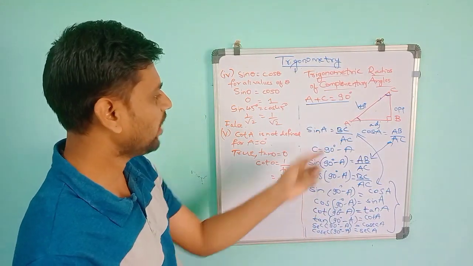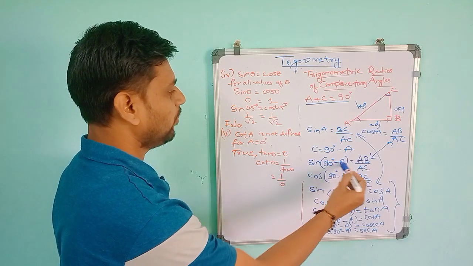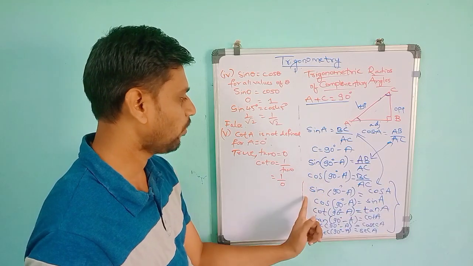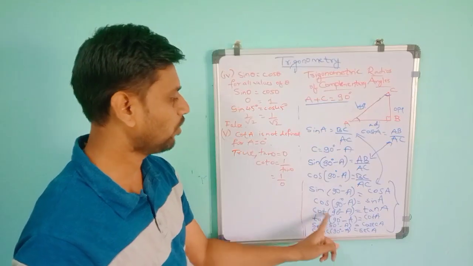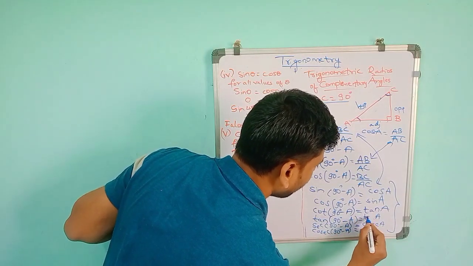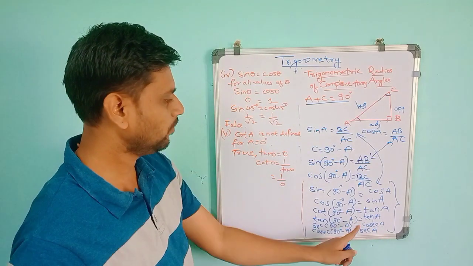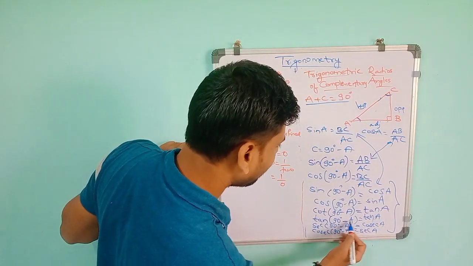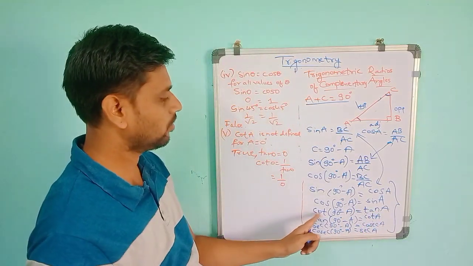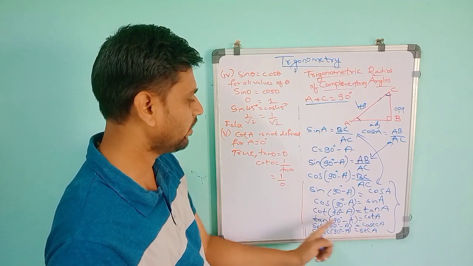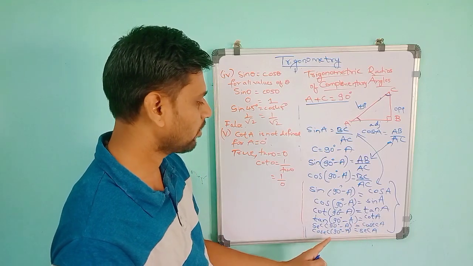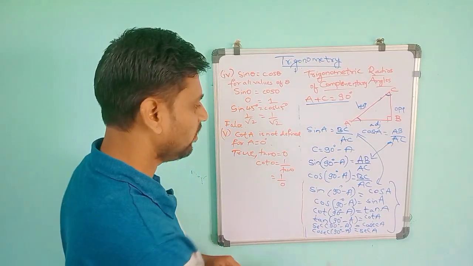So for the value of C, which is nothing but 90 degree minus A, in terms of 90 degree minus A, sin will become cos, cos will become sin, cot will become tan, and tan will become cot. Tan of 90 degree minus A will become cot A, and cot of 90 minus A will become tan A. Like that, sec of 90 degree minus A is equal to cosec A, and cosec of 90 degree minus A is equal to sec A. So these are the six formulas.